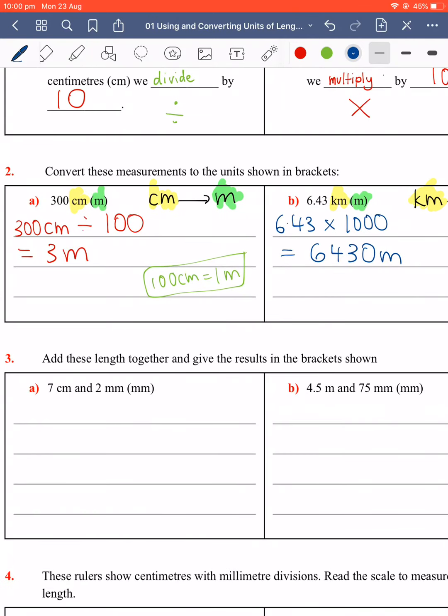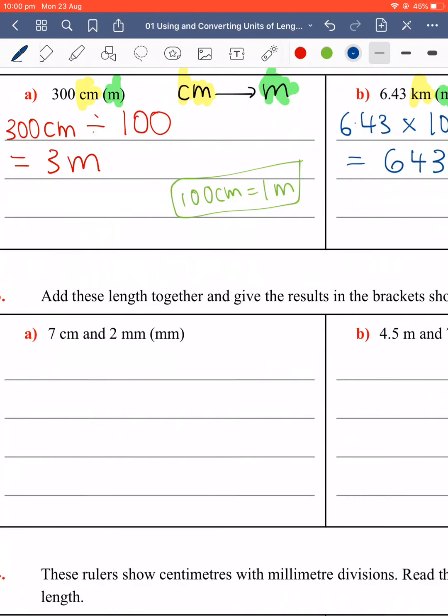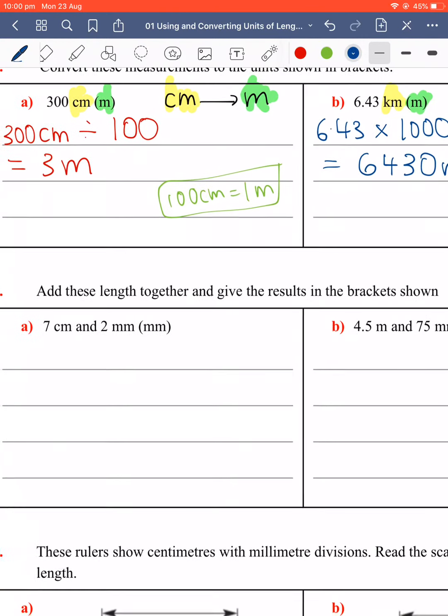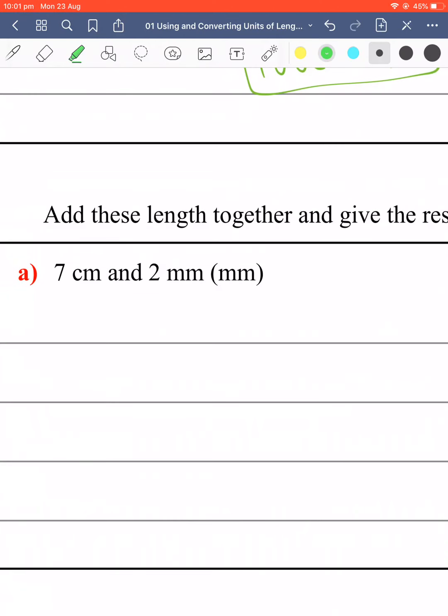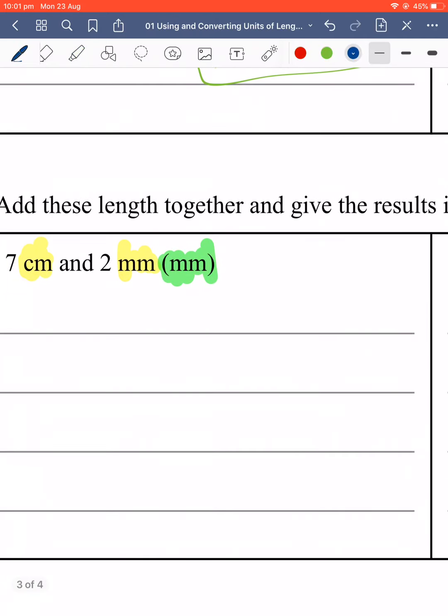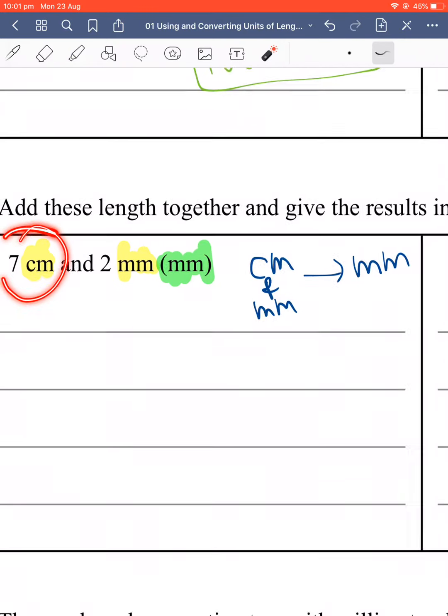Next thing, I'm going to add lengths together to find the result in the bracket shown. Let's just do a quick guide here. Here's what I'm starting off with, centimeters and millimeters, and I want to change it just to millimeters. You need to be aware of what you are changing things into. So the only thing in this that I need to change is my centimeters.